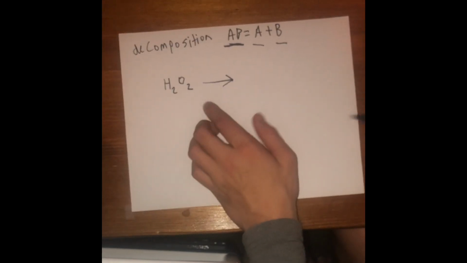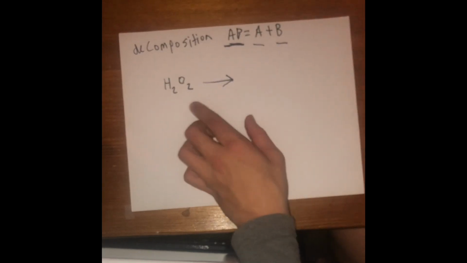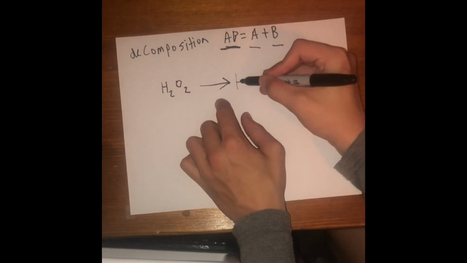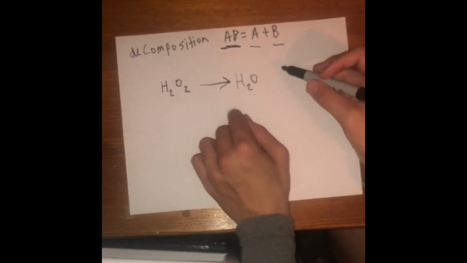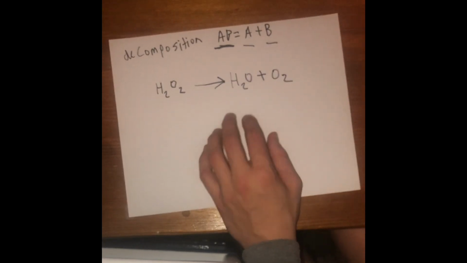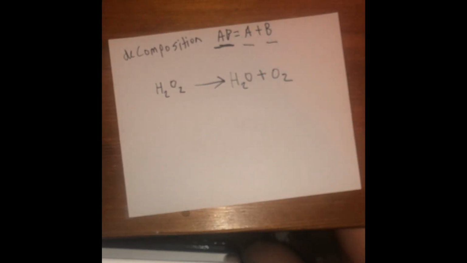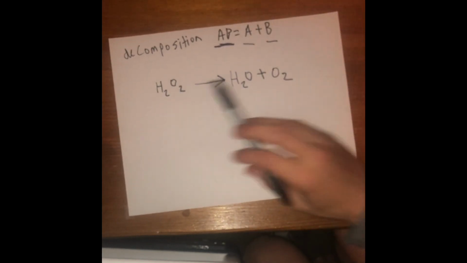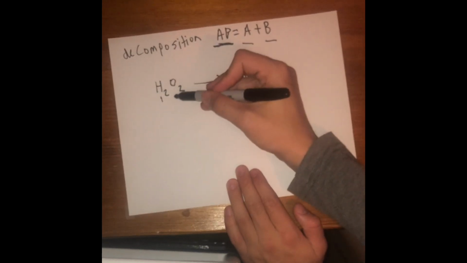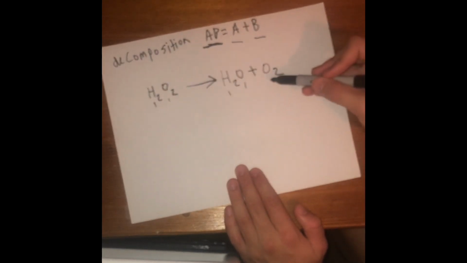And this arrow identifies the separation of this bond right here to give you H2O plus O2. So this would be an example of the separation or the decomposition of a bond, which would be this. But we are going to identify this real quick. This is hydrogen, this is oxygen, hydrogen, oxygen, oxygen.